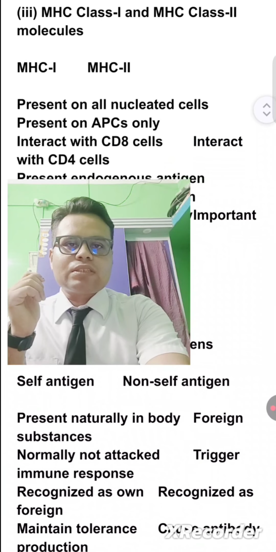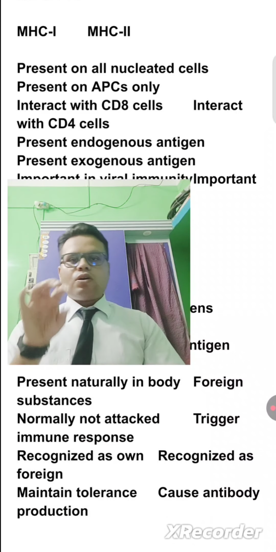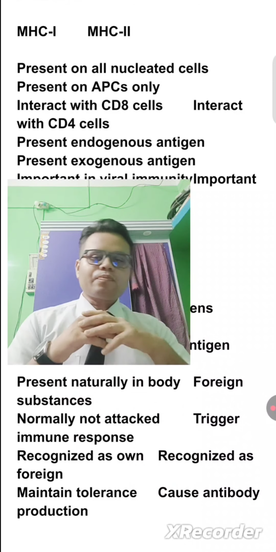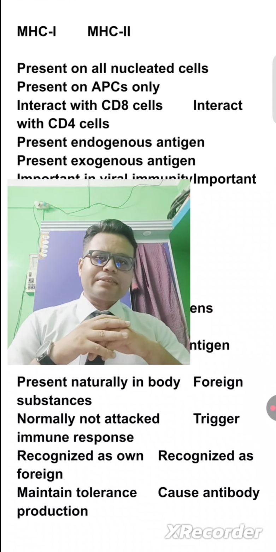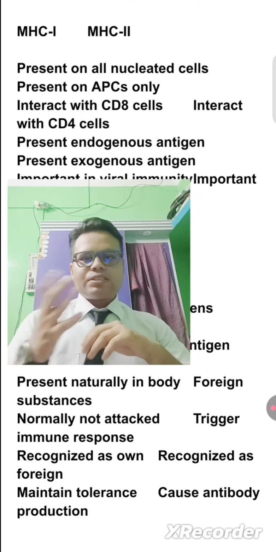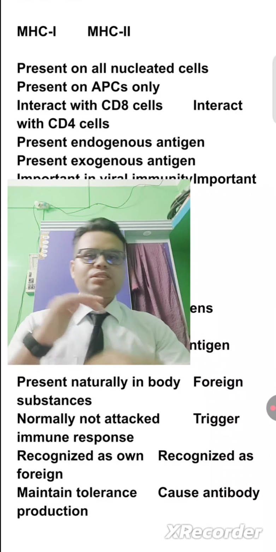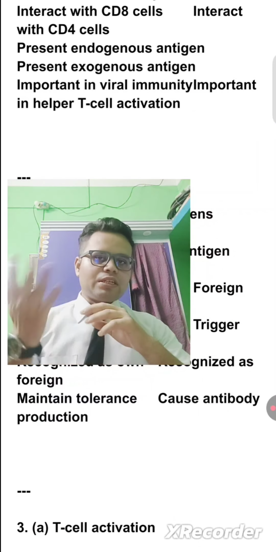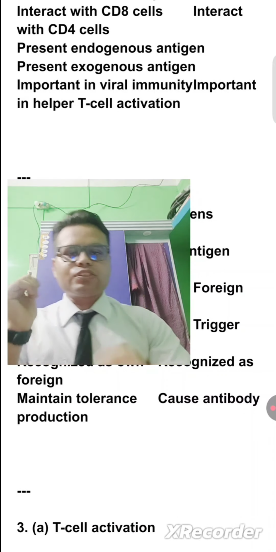Next, MHC class 1 and MHC class 2 molecule difference. MHC class 1 is present on all nucleated cells, MHC class 2 is present on APCs only. Next, MHC 1 interacts with the CD8 cells. MHC 2 interacts with the CD4 cells. MHC class 1 presents endogenous antigens and MHC class 2 presents exogenous antigens. MHC class 1 is important in viral immunity and MHC class 2 is important in helper T cell activation.